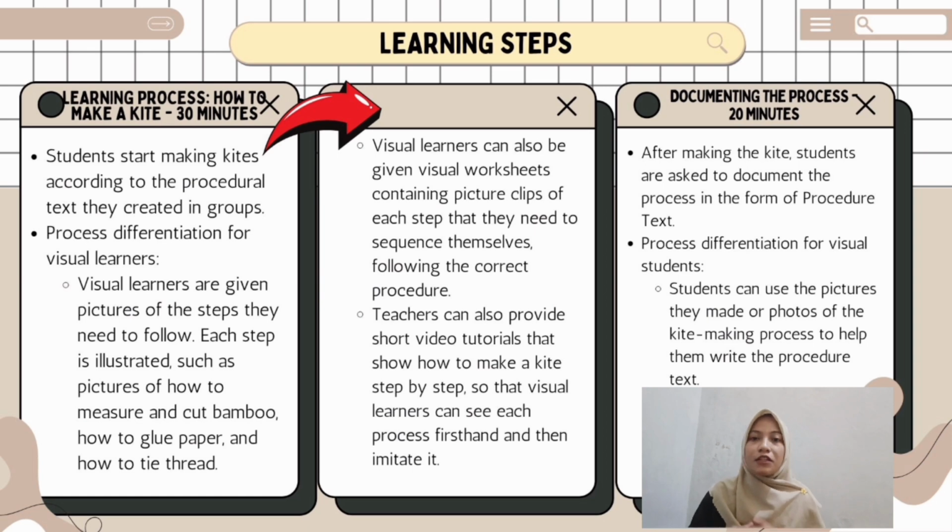Each step is illustrated, such as pictures of how to measure and cut bamboo, how to glue paper, and how to tie thread. And then visual learners can also be given a visual worksheet containing picture clips of each step that they need to sequence themselves following the correct procedure.